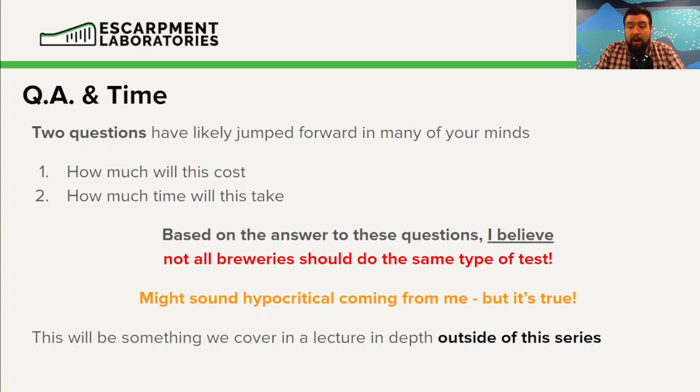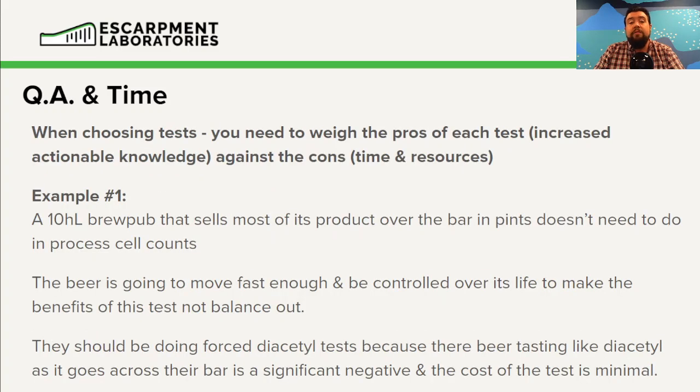But based on how you answer these two, not all breweries should be doing the same tests. This is something we're going to cover a bit more in depth outside of this series, but the Cole's notes for this is that you have to choose the right tests based on what you are trying to get out of this. Each test is going to give you increased actionable knowledge, increased ability to intervene in your process, at the expense of time and resources. That's the cons.